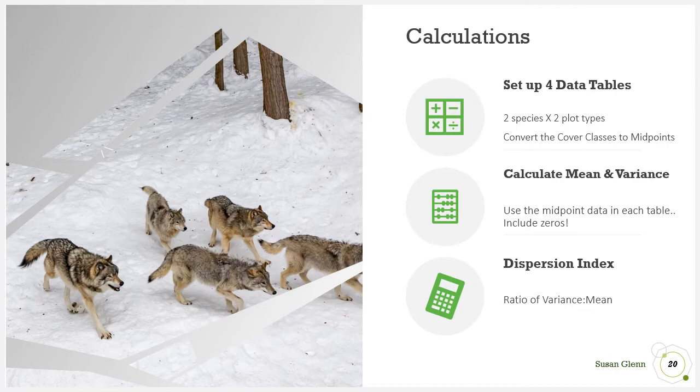Once you've got your data into a data table, we're going to be converting the cover classes to the midpoints of the cover classes. So the 0, 1, 2, 3, 4 are going to be going to the midpoints. And then we're going to use the midpoints to calculate the mean and variance of each data set. And we're going to include the zeros in that, so we're not ignoring the zeros. And from that mean and variance, we're going to take the ratio, the variance to mean ratio, in order to calculate the dispersion index. So I'm going to just explain that a little bit.